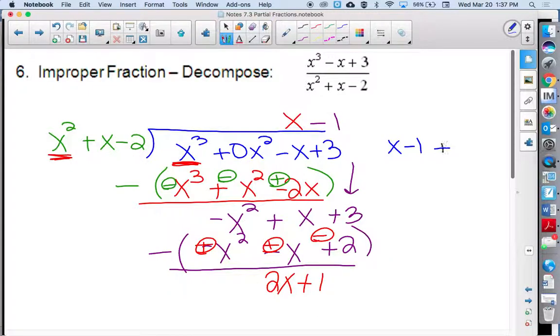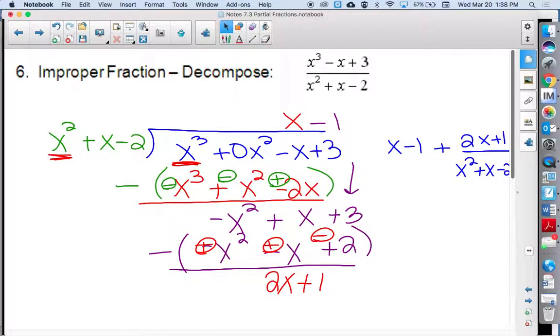In addition to that, we have a remainder. That remainder was 2x plus 1, which here's our remainder of 3, out of whatever we divided by. Well, we divided by x squared plus x minus 2. So the portion that was pulled out is the x minus 1. And then the remaining part, your remainder over your divisor.